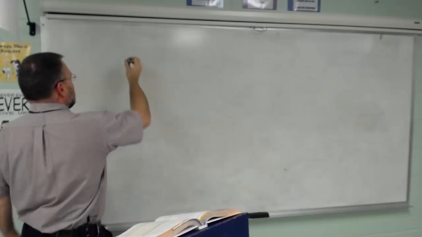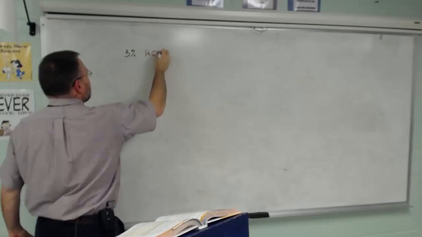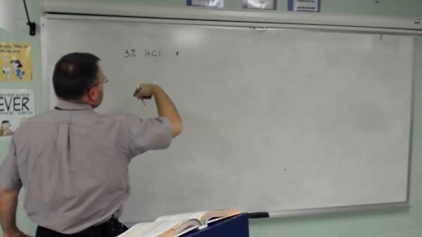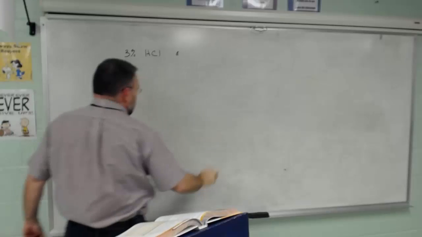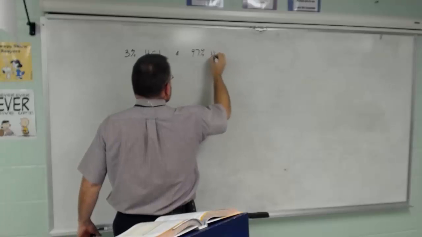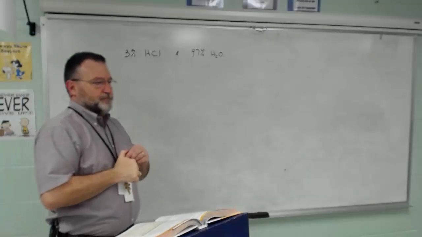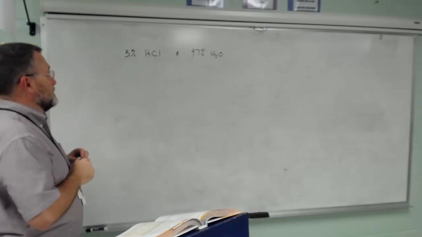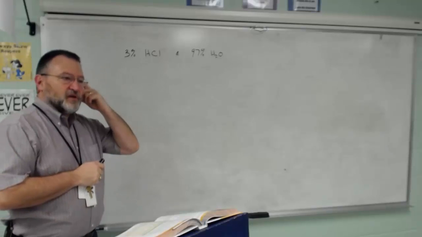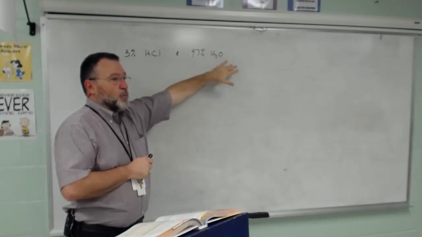It's 3% hydrochloric acid and 97% water. Let's go ahead and write it up there. We'll get into that. It's actually based on the counts, the number of moles. So it's 3% hydrochloric acid and 97% water.